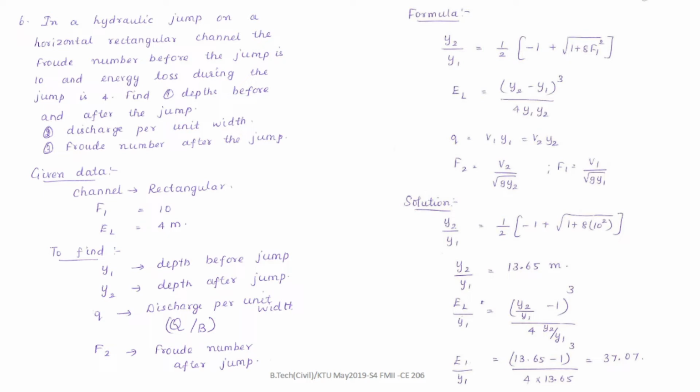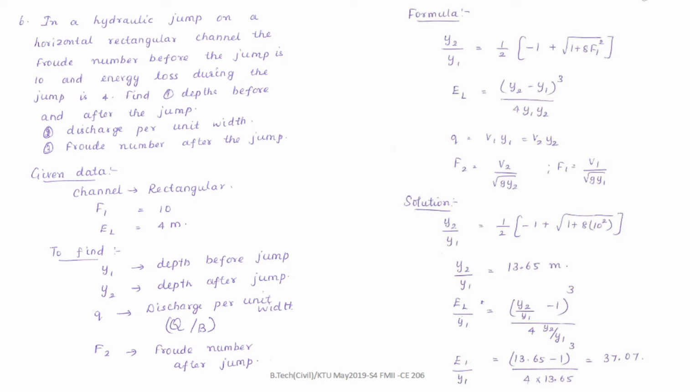Solution: y2 divided by y1 is equal to 1 by 2 of the formula. Here F1 is known, so we have taken this formula. Substituting the value of F1, that is 10 here, you'll get one relation: y2 by y1 is equal to 13.65, or y2 is equal to 13.65 y1. Okay.